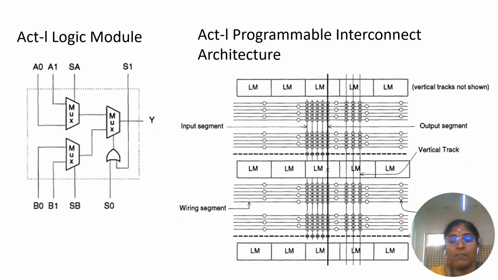Now this is the programmable interconnect architecture. It has row based input and output segments. Then a dedicated vertical track is used to connect the connections. At the same time, it has anti-fuse links used to program the horizontal lines with the logic modules. So this is about the logic module and the programmable interconnect architecture of Actel Act.